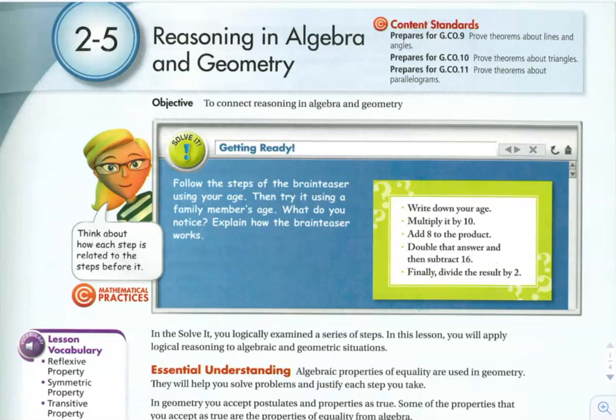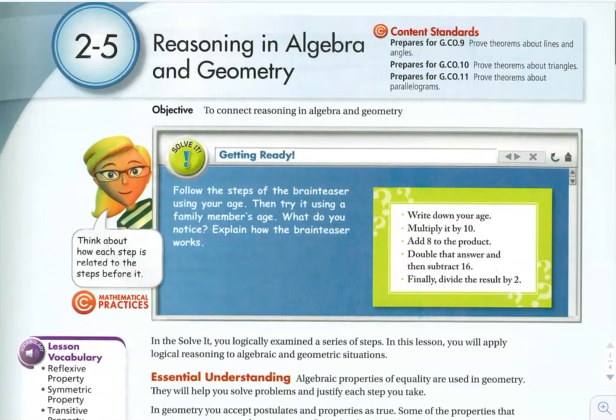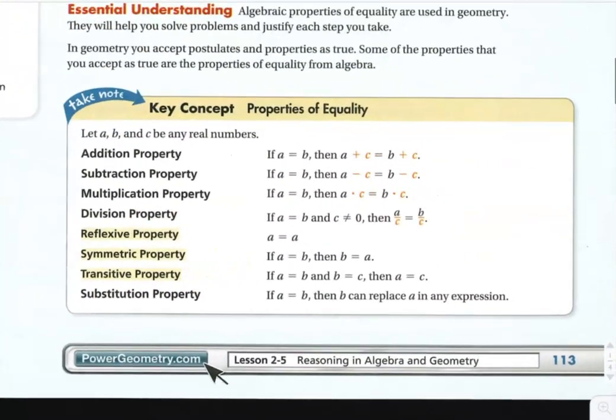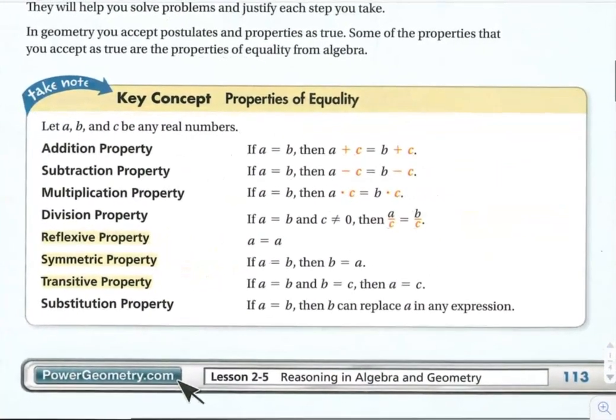Alright guys, this lesson is titled Reasoning in Algebra and Geometry. For this lesson, we're basically covering math concepts you already know, but we're going to back up each step in solving a problem with a property of some sort. So here are the main properties we're going to cover today.